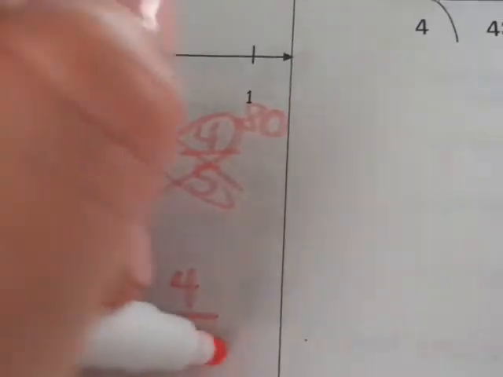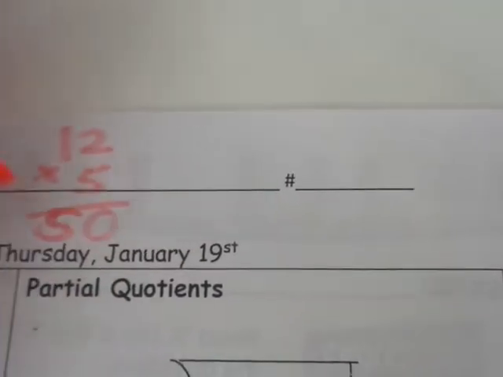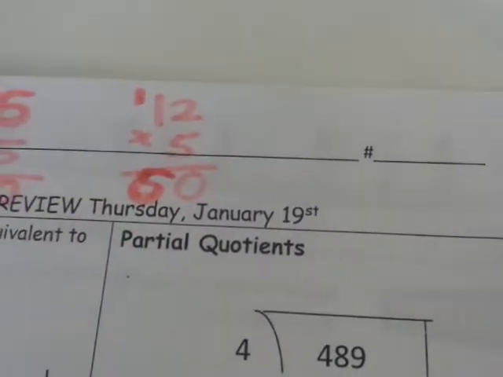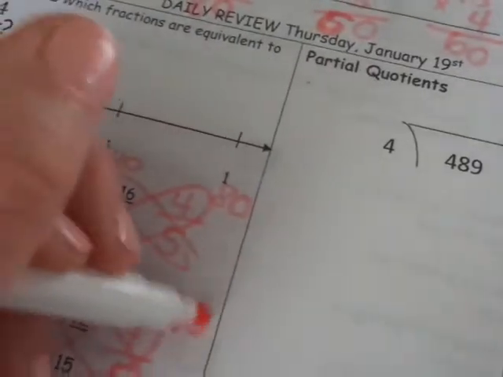12/15 compared to 4/5. 12 times 5, let's solve that up here. 5 times 2 is 10. 5 times 1 is 5. Plus 1 is 6. Got to remember to carry that number. So that's 60. 15 times 4. 15 times 4 is 60. So these are equivalent as well. So your answers are B and D. Make sure you pause the video and show your work.